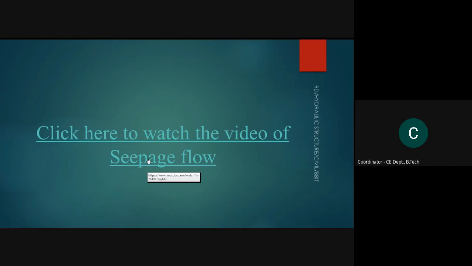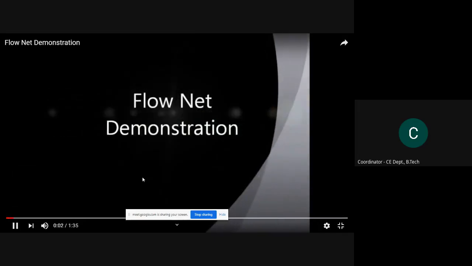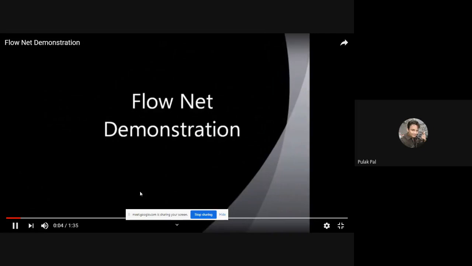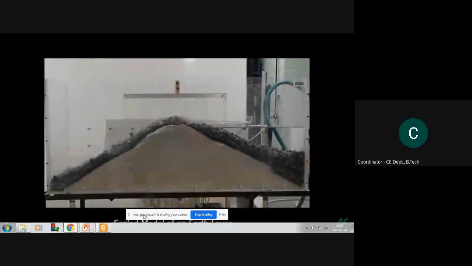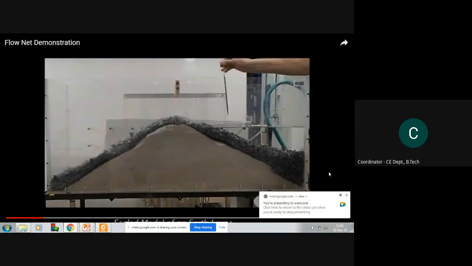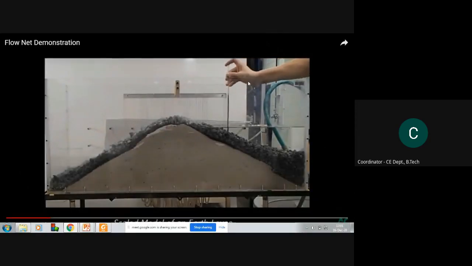Well, I would like to show you a video of the manner in which this seepage flow occurs. Please let me know whether you can see the video or not. I hope you can see the video. Okay. Just see the mechanism of flow.